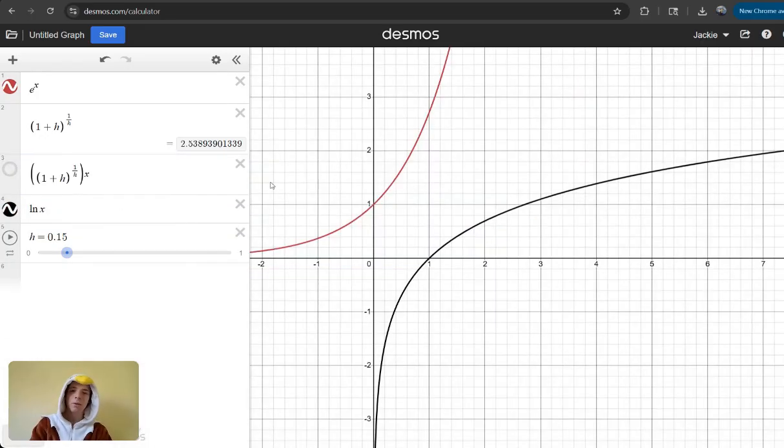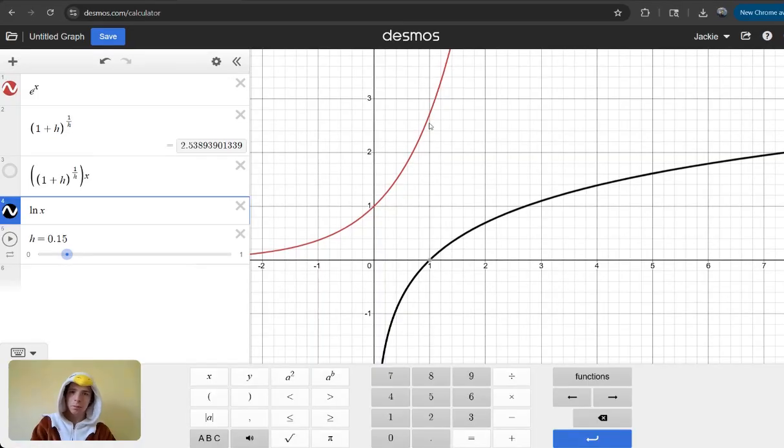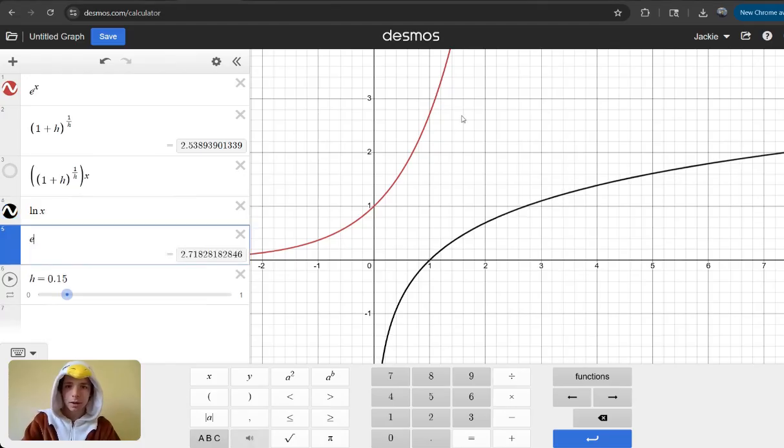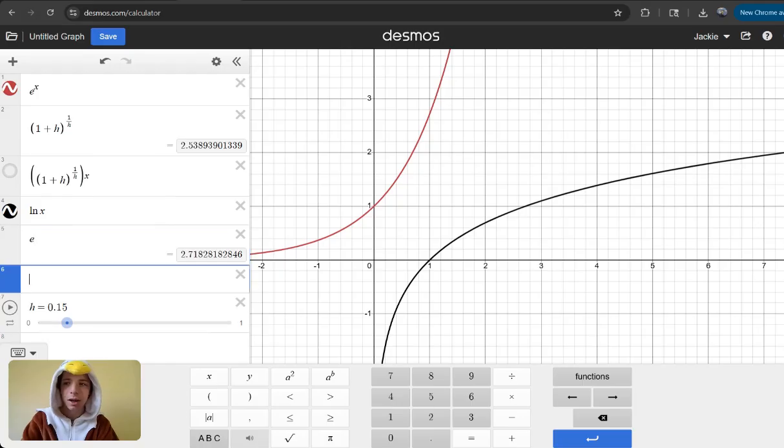Now for ln of x, you'll notice that ln of x is just the inverse of e to the x. For example, the derivative at x equals 1 of e to the x is going to be e. But then you can map that to a point down here. The derivative at y equals 1 of ln of x is 1 over e.